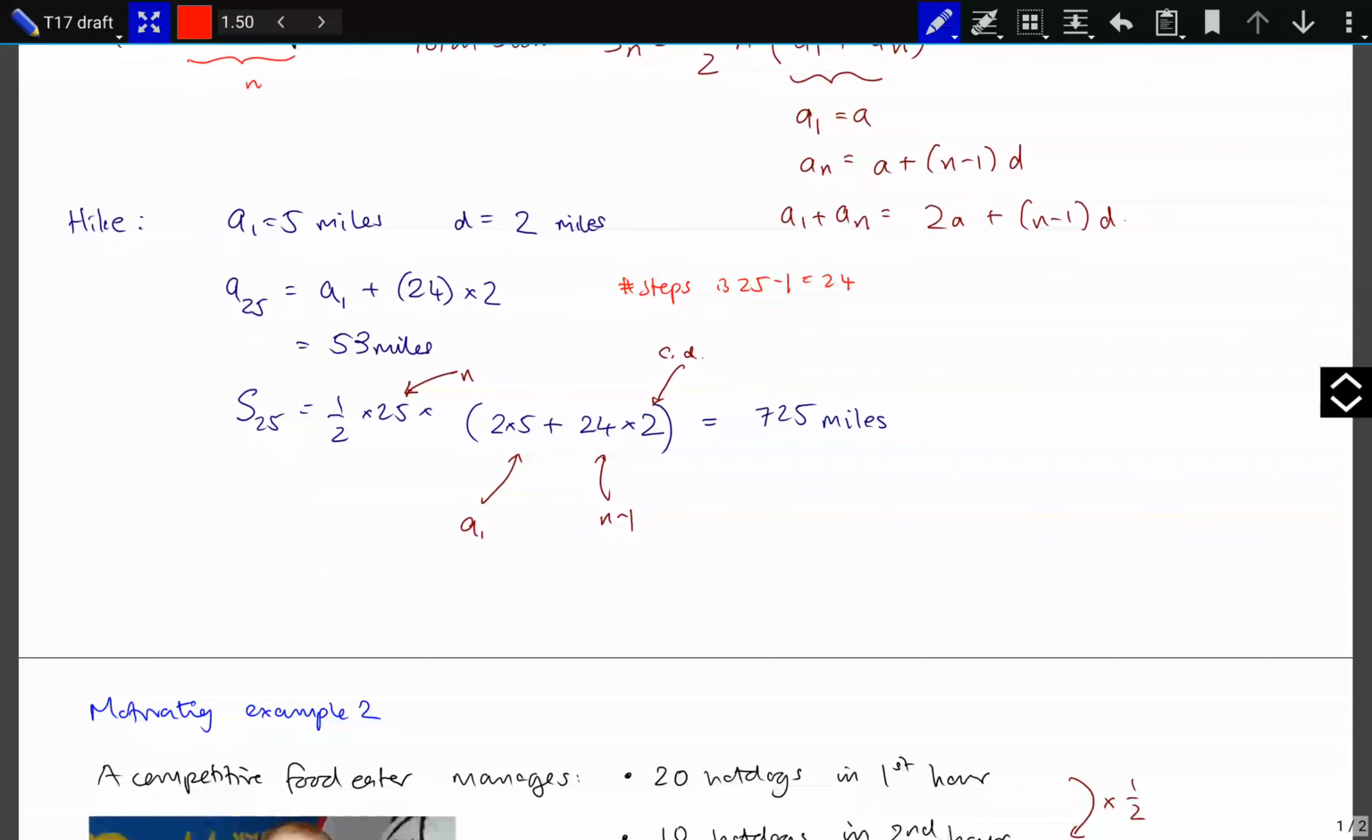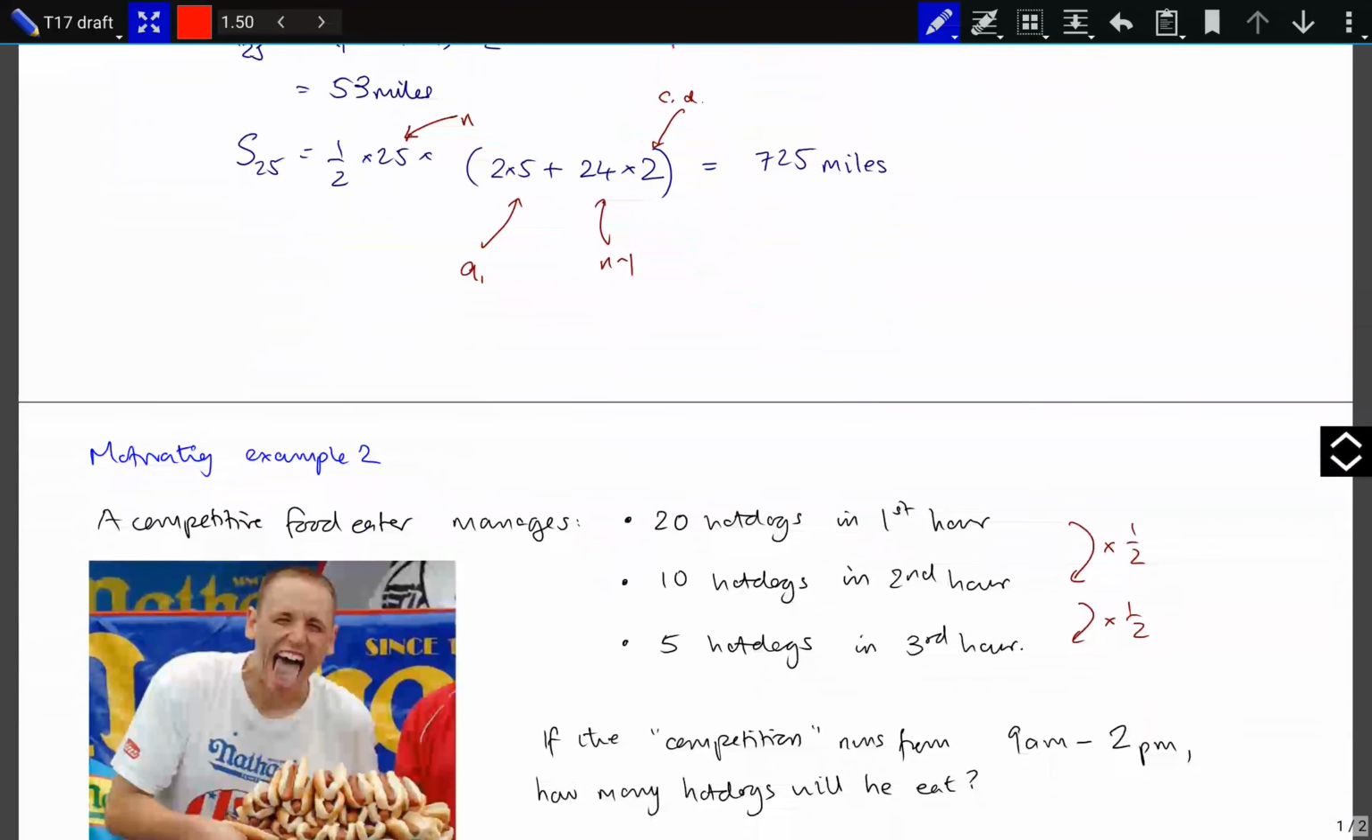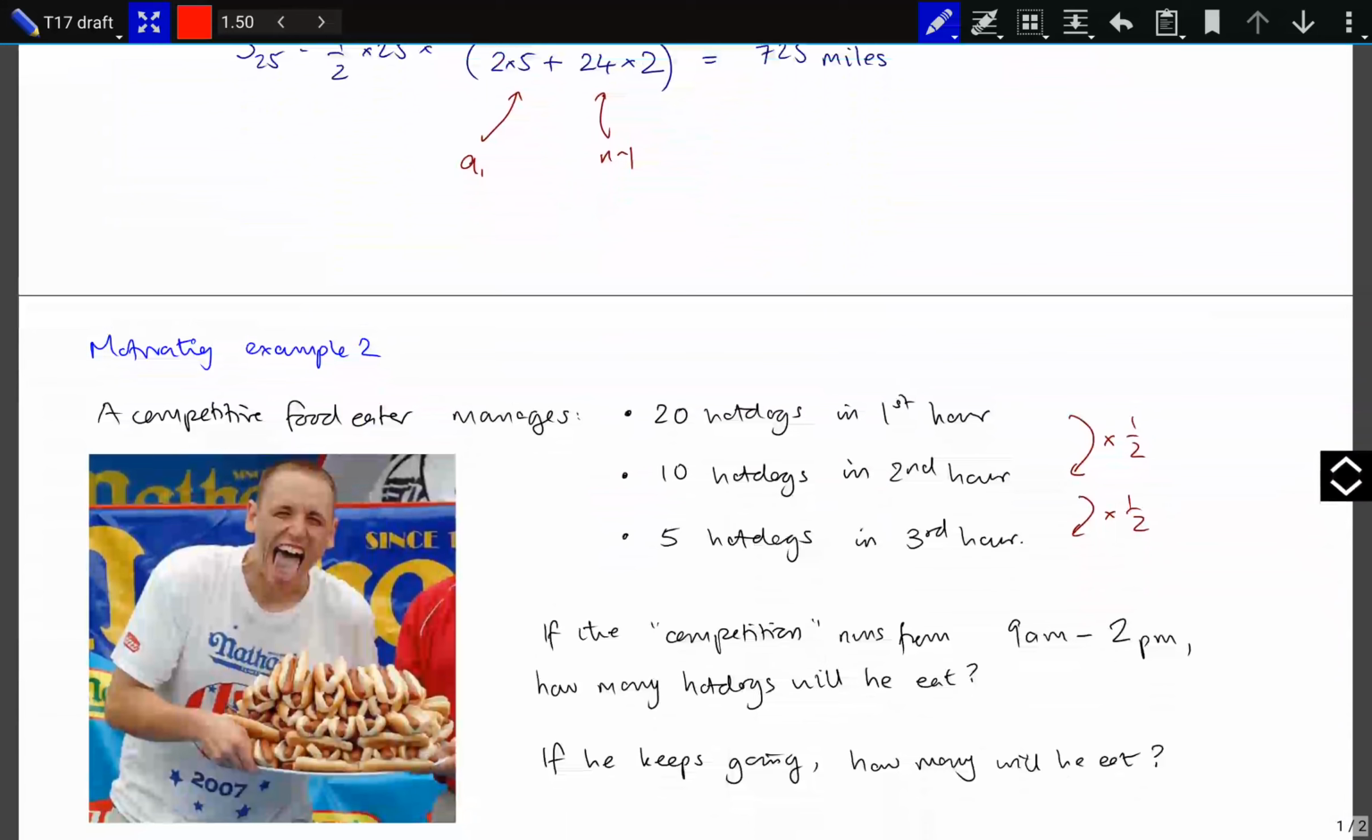As example 2, consider the following competitive food eater, who eats 20 hot dogs in the first hour, 10 hot dogs in the second, and so on. This now has a common ratio. If a competition runs from 9 till 2, that's 5 hours, so the number of terms of your sequence is 5. The question is, how many hot dogs will he eat total? And what if he keeps going?